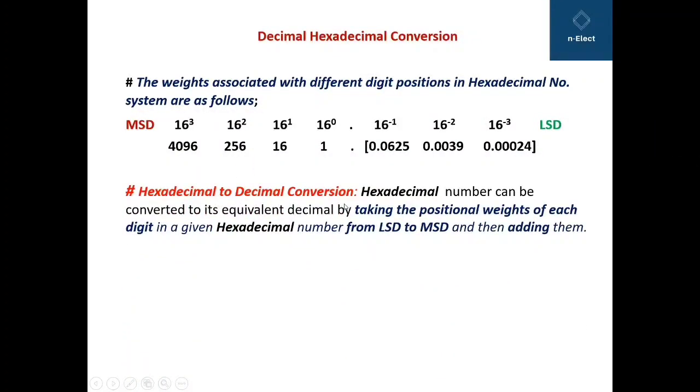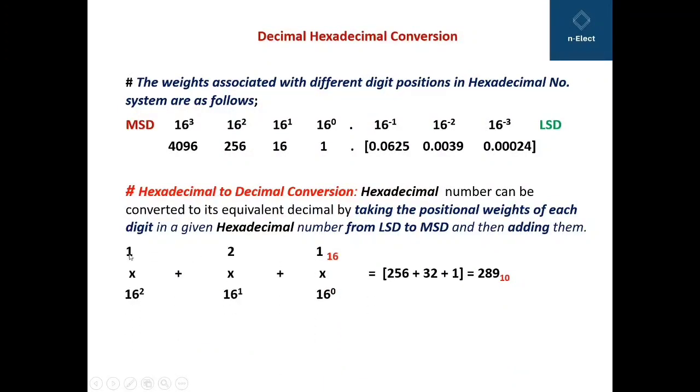Hexadecimal to decimal conversion. This is the first kind of conversion we are seeing here, where the weight concept will be used. Hexadecimal number can be converted to its equivalent decimal by taking the positional weights, as we have taken here, of each digit in a given hexadecimal number from LSD to MSD and then adding them. So how it is done, that we are going to see.